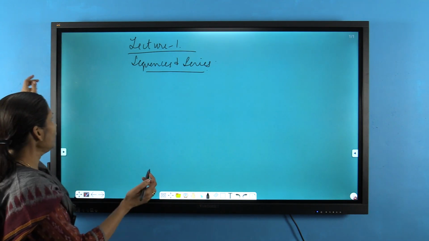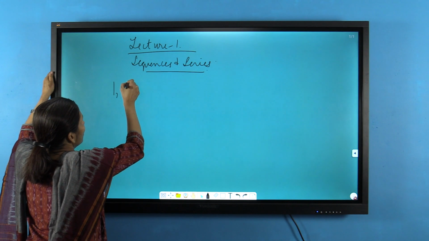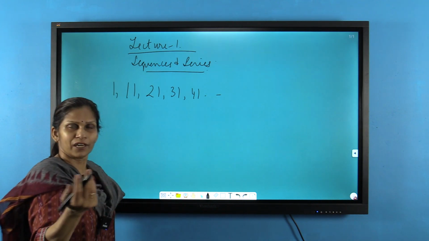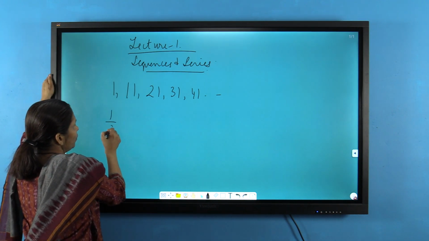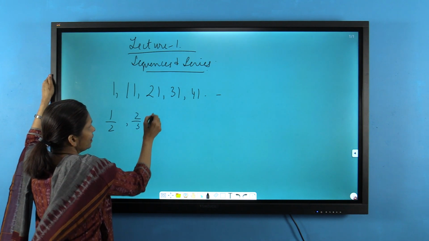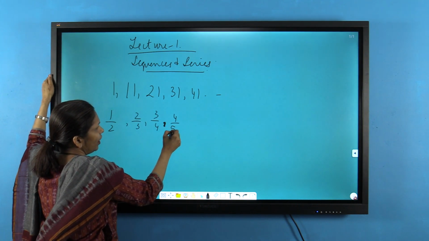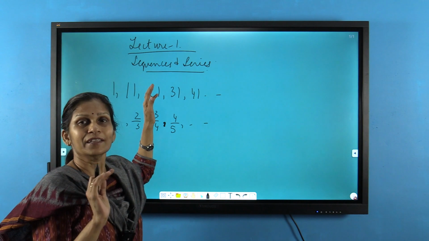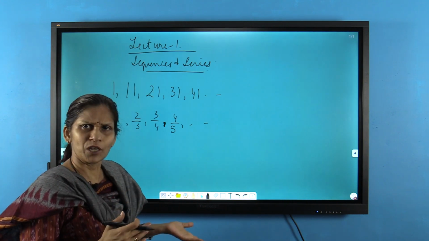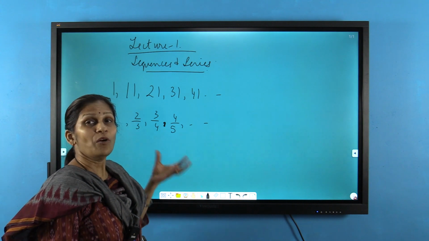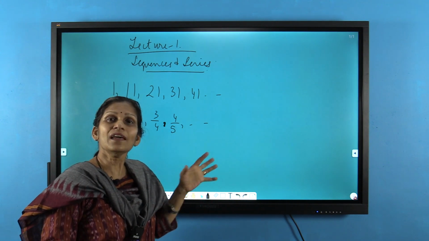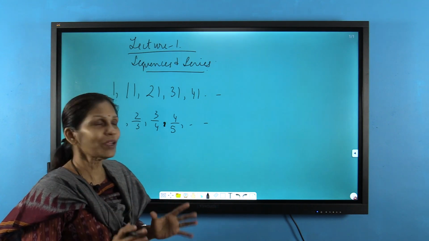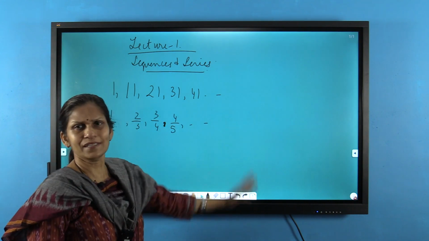For example, 1, 11, 21, 31, 41 forms a certain pattern, right? This is one sequence. Another one, 1 by 2, 2 by 3, 3 by 4, 4 by 5 and so on, following a predictable pattern. That is a sequence. There are different sequences which we are going to be discussing today, but what is a series? The series is the sum of these sequences. Their sum is a series.